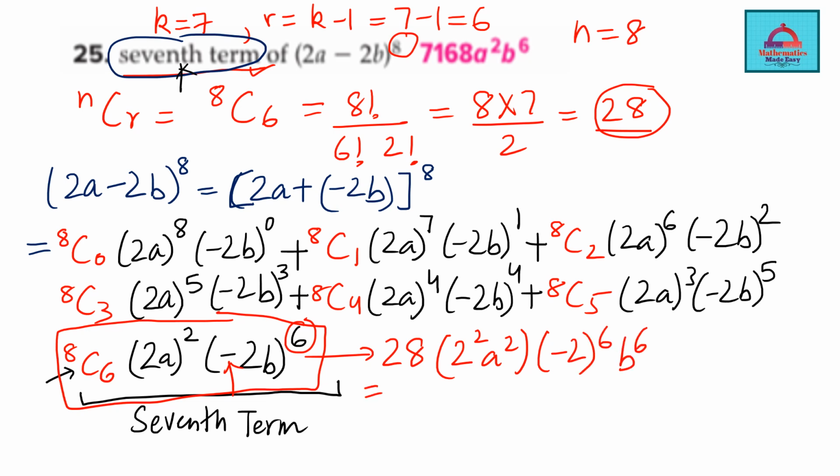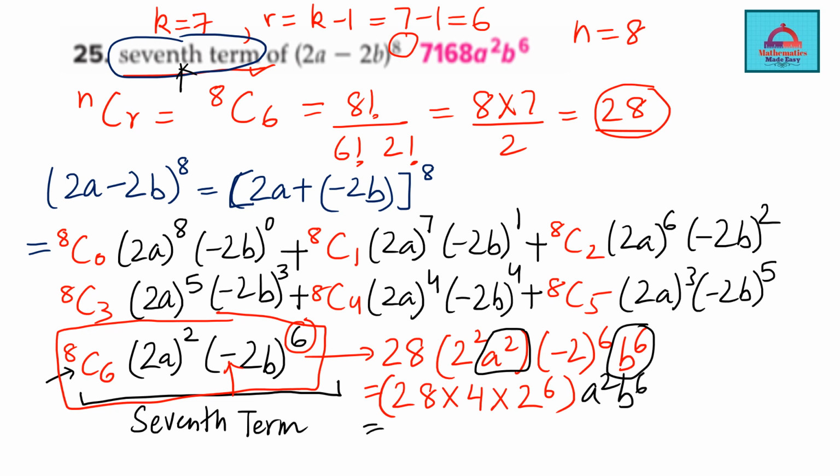Now there are a lot of numbers here. Let's see. So 28 is going to be multiplied by 4, and it is going to be multiplied by 2 to the power 6. This big number you can get quickly on your calculator, and the variables that are left are a square and b to the power 6. So a square b to the power 6. Multiply all these numbers, simplify, and when you do that, this will come out to be 7168 a square b to the power 6. So this is your seventh term, which is your answer for this question.